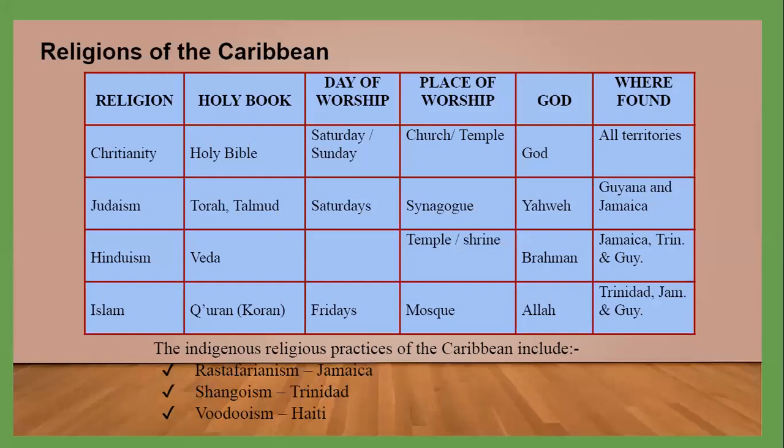Let's talk religions. Religions of the Caribbean. We have four major religions here: Christianity, Judaism, Hinduism, and Islam. In addition, we also have indigenous religious practices such as Rastafarianism in Jamaica, Shangoism in Trinidad, and Voodooism in Haiti. These are religious practices that developed here. The four major religions, though, were transported into the region with the different groups that came here.